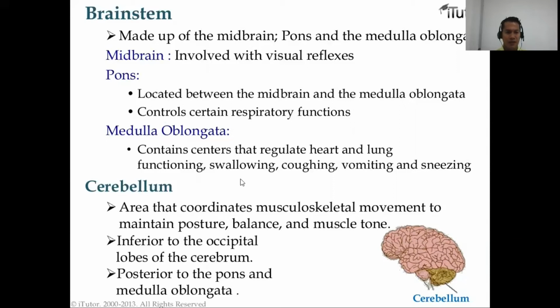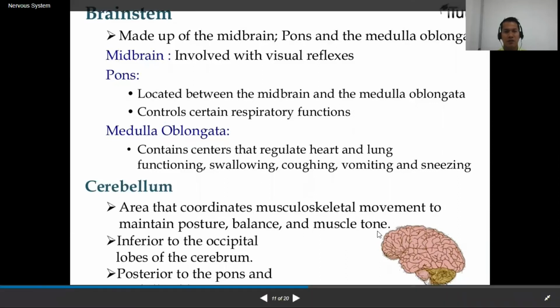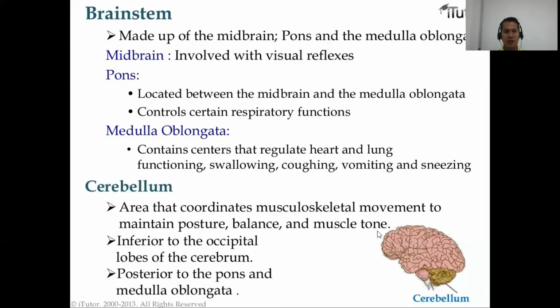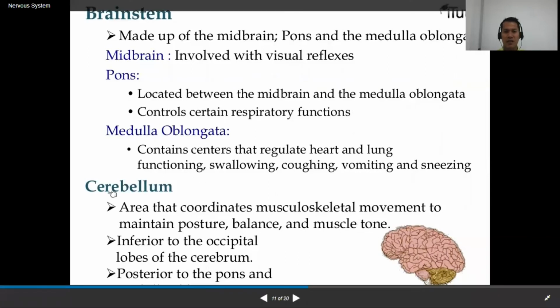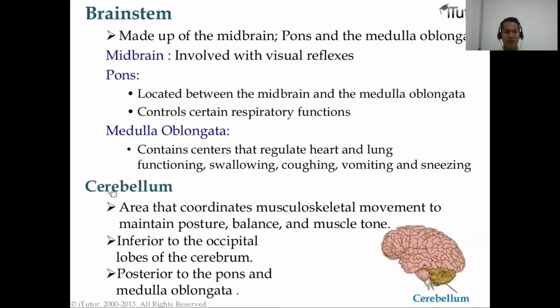The cerebellum, on the other hand, is for maintaining posture, balance, and muscle tone. So if you are good at skateboarding, ice skating, what else? Any sports that require balancing, that means your cerebellum is very active.